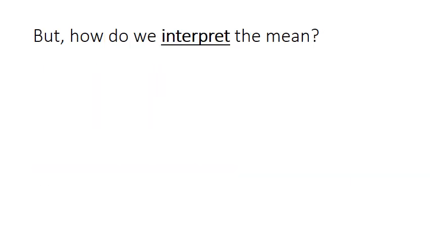Now that we've taken a look at the formula for calculating the mean or average value, the question comes up, how do we interpret the mean value? Let's take a look at a brief example.